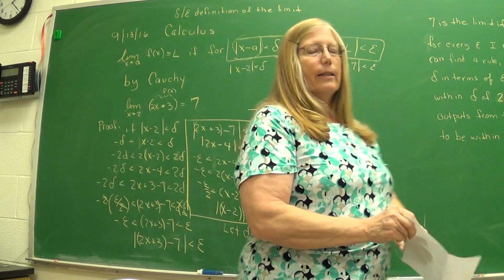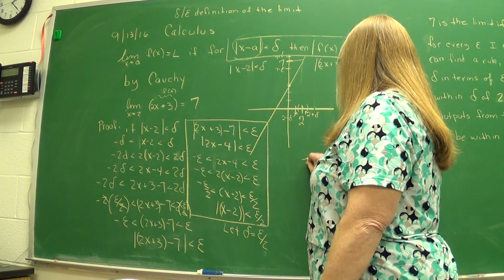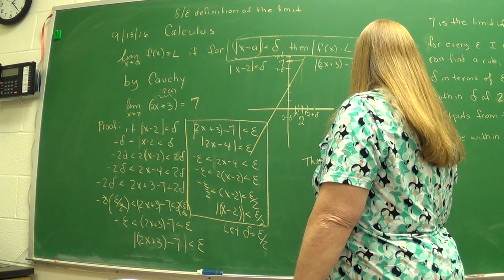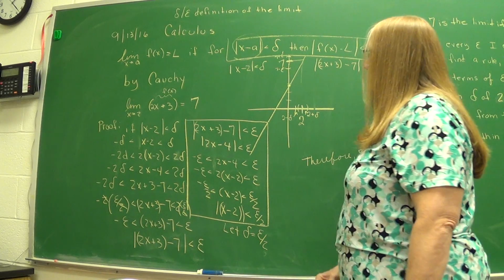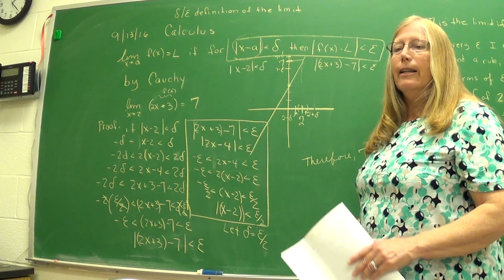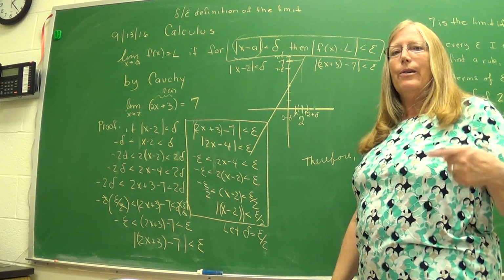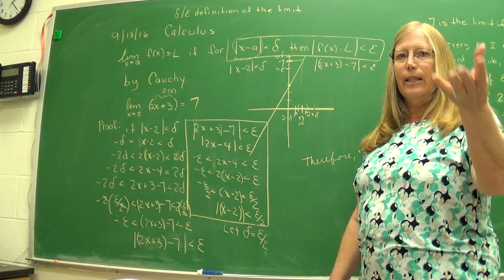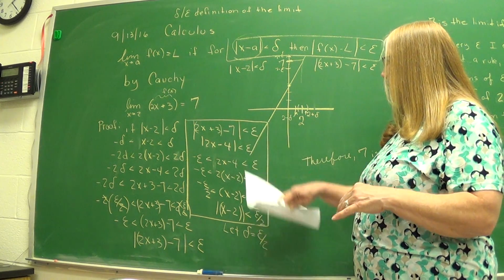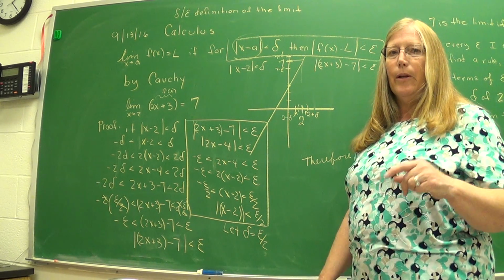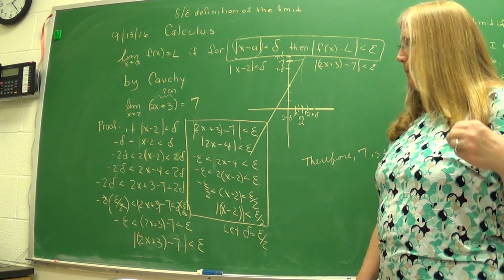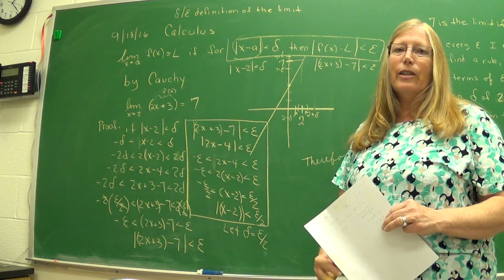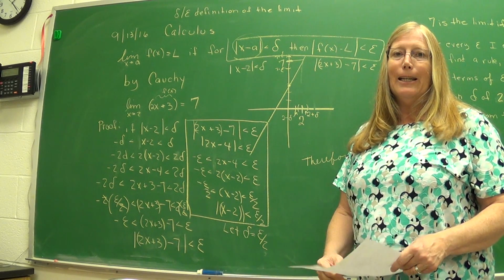So therefore, 7 is the limit. How do I know? Because no matter how small you make epsilon, you say I want to be within 0.0000001 of 7. Well then, I will easily do that. I'll say, okay, then delta has to be epsilon divided by 2. 0.01 divided by 2. And that will always get me within epsilon of 7. So that shows that 7 is the limit.